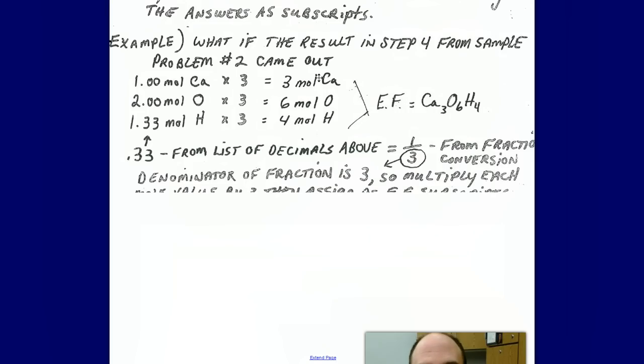So 1 times 3 is 3. 2 times 3 is 6. 1.33 times 3 is 3.99, basically 4. All of those are whole numbers. These numbers become my subscripts, so it becomes Ca3, 6 for oxygen, and H4 because that's my subscript. So again, get this down.